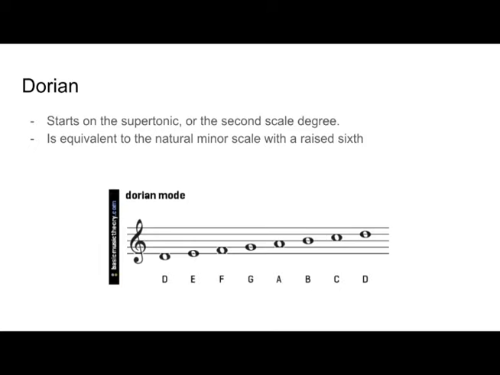The next mode we'll be talking about is the Dorian mode. The Dorian mode begins on the second scale degree of the scale, or the supertonic. This mode is exactly like the natural minor scale, except the sixth is unaltered from the major scale. Popular in jazz, the Dorian mode keeps a minor feel to the music, but has a different flavor with the unaltered sixth. For example, in Miles Davis's So What?